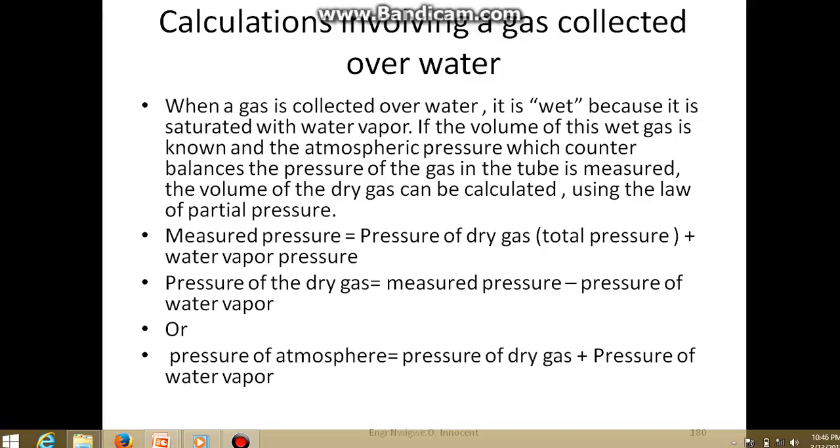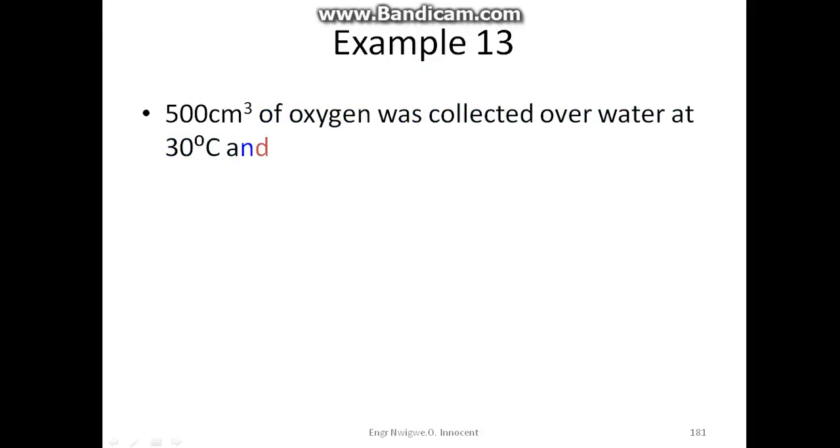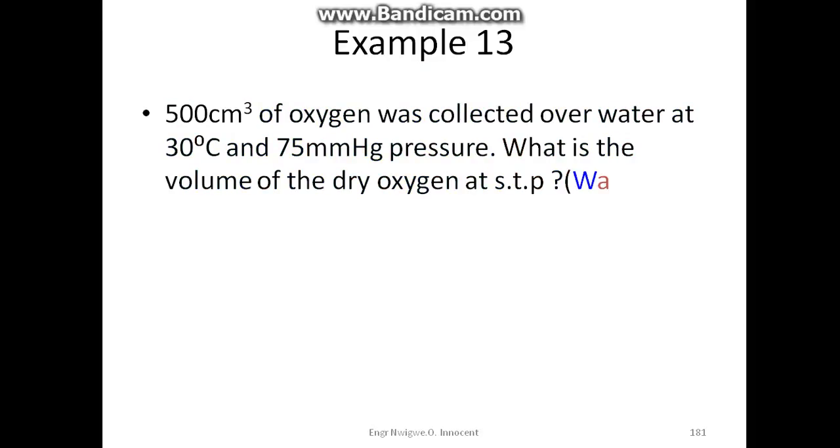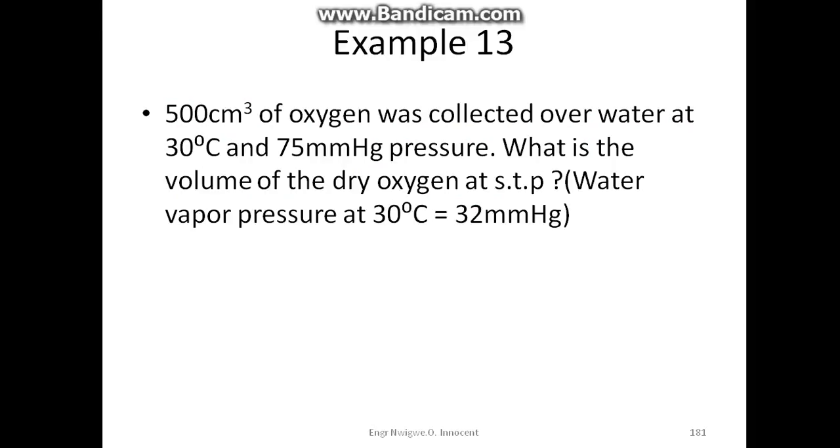Example 12. 500 cm³ of oxygen was collected over water at 30 degrees centigrade and 752 mm of mercury pressure. What is the volume of the dry oxygen at STP? Water vapor pressure at 30 degrees centigrade is equal to 32 mm of mercury.